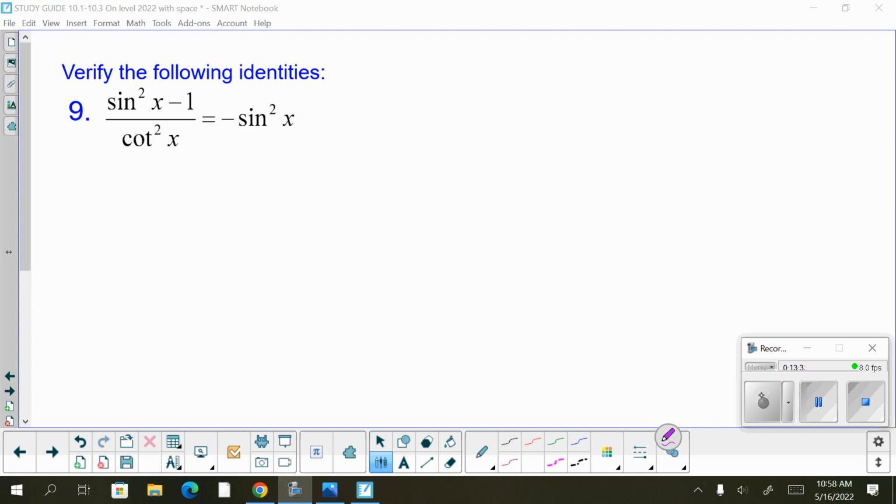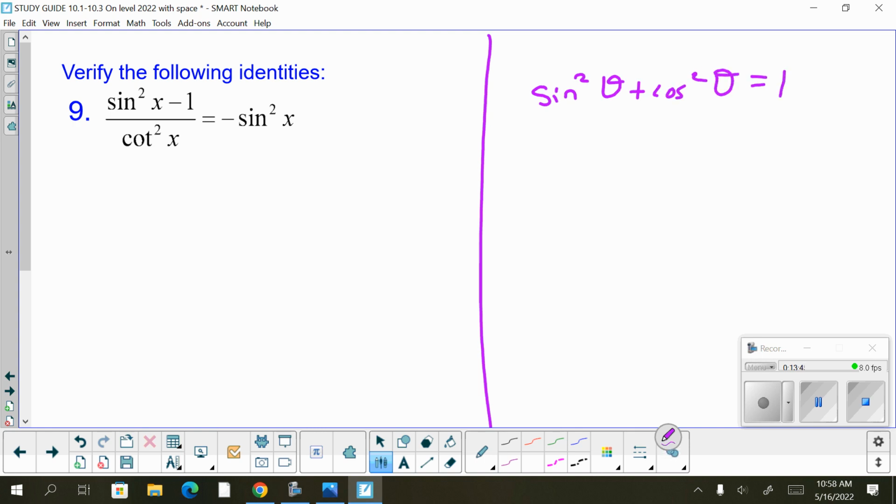All right, I actually think number 9 might be the hardest one on the whole study guide. I want to talk real quick about the very famous Pythagorean identity. Sine squared theta plus cosine squared theta equals 1. If you watched the 10.3 day 2 video very closely, you might have heard me say you're allowed to rearrange these identities. Do you remember me saying that? That's what we're going to do right now. We are going to rearrange this identity to get something that looks like this. Any ideas how I could do that?